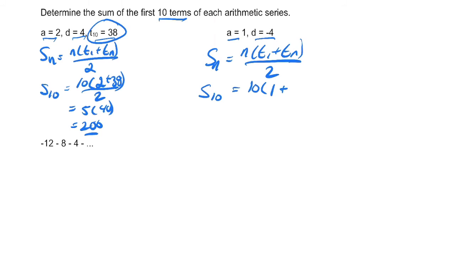I could use the other formula that I showed you, the second part, in other words replacing t of n with the actual expansion and then getting 2a plus, I don't even remember what it was. So I'd rather just go off and figure out what t of 10 is. The equation for that is going to be 1 plus n minus 1, which is 9, times the common difference, which here is negative 4. So the 10th term is going to be 1 plus negative 36, which is negative 35.